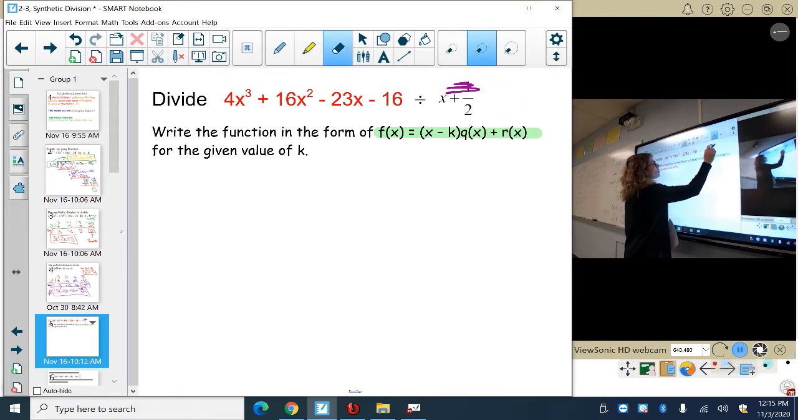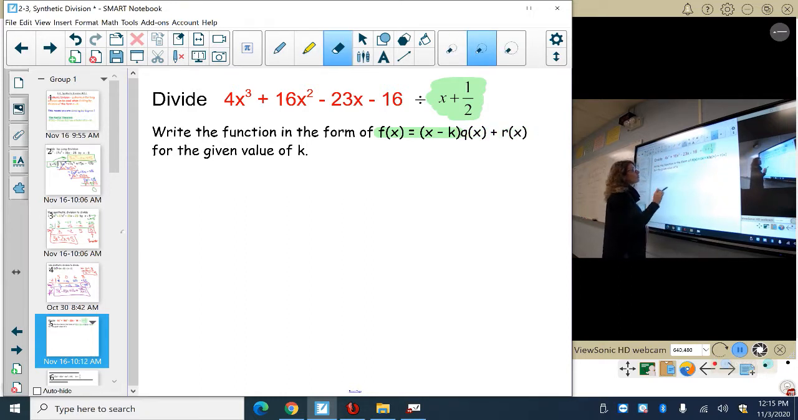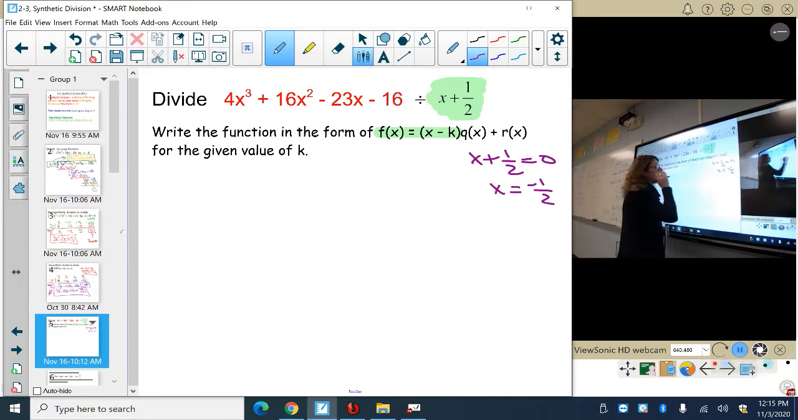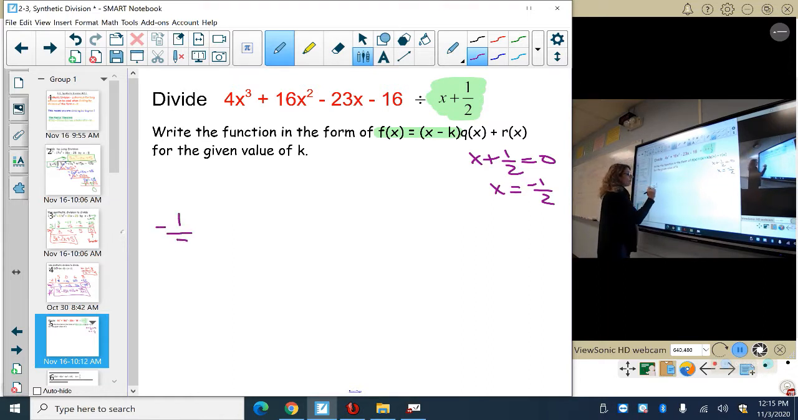This right here represents the x minus k, okay? So we're going to take x plus 1/2 and set that equal to 0, so x is equal to negative 1/2. Negative 1/2 goes inside the box.